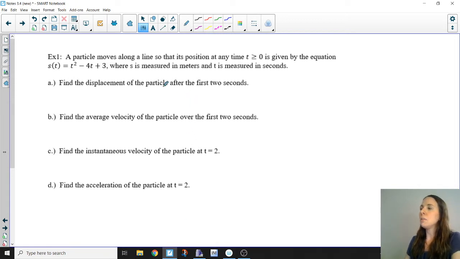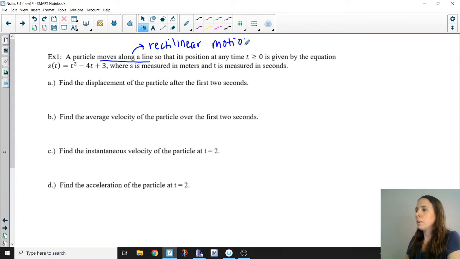I'd like to note something that you don't really need to know, but it might help you at some point in your life. Where it says a particle moves along a line, that is actually called rectilinear motion. We do a lot of those examples here in our physics section of calculus. So if you ever hear somebody referring to rectilinear motion, that means movement along a line.